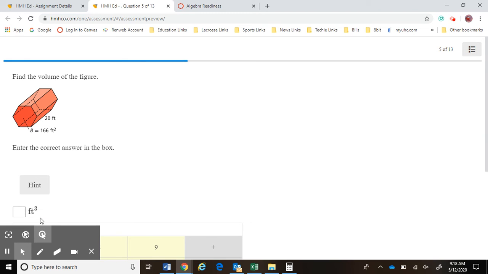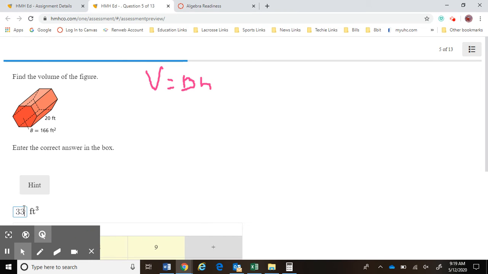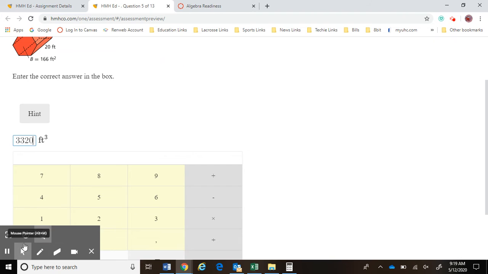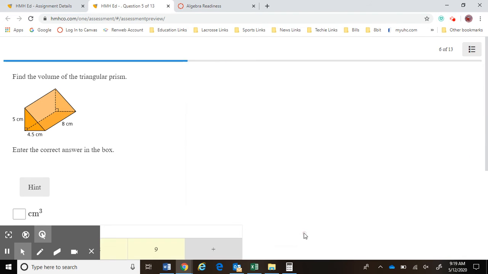Again, done this problem already. What type of prism is it? It's a hexagonal prism. So again, V equals BH, and they give you everything you need to know here. They give you the base, they give you the height. So you're just going to simply multiply these two numbers together. 166 times 20. There's your answer. 3,320 cubic feet. Okay. Checking it. It's good. All right, wipe my screen. Moving on to question number 6.